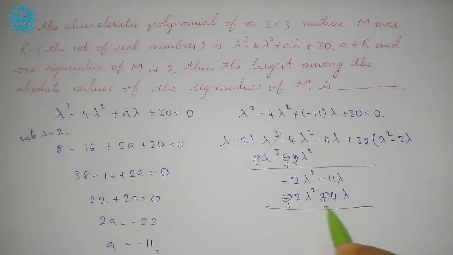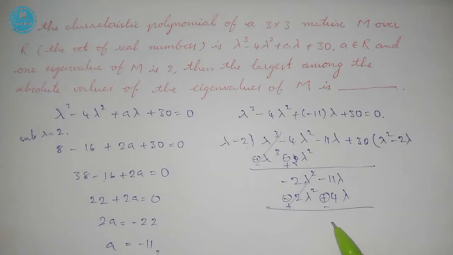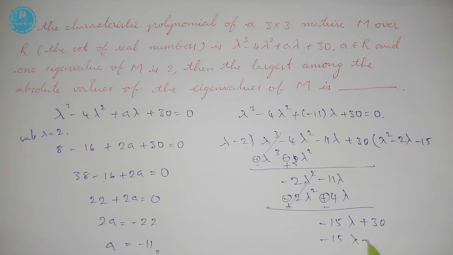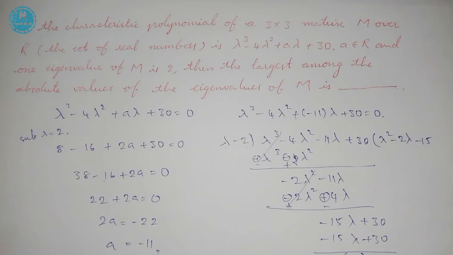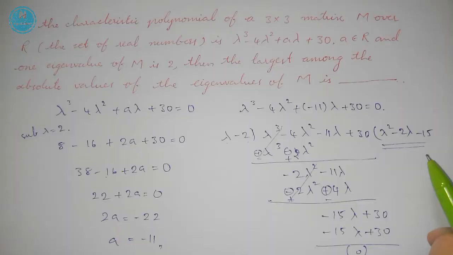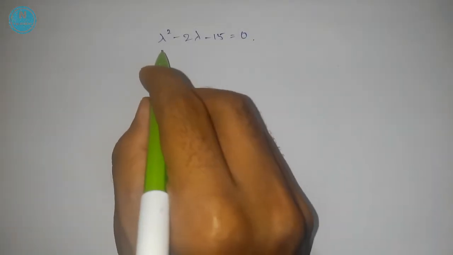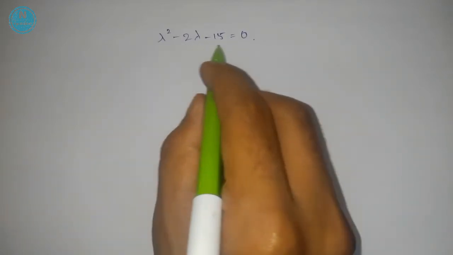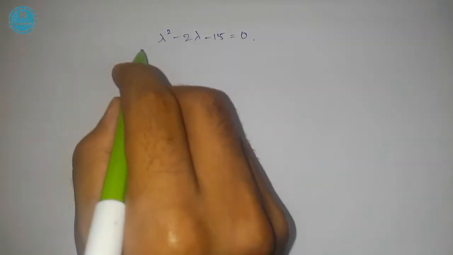Change the signs, cancel, minus 15 lambda plus 30. So minus 15 lambda, minus into minus plus 30 is 0. This is the equation. So lambda square minus 2 lambda minus 15 equal to 0. We need to solve this one to get the remaining eigenvalues.